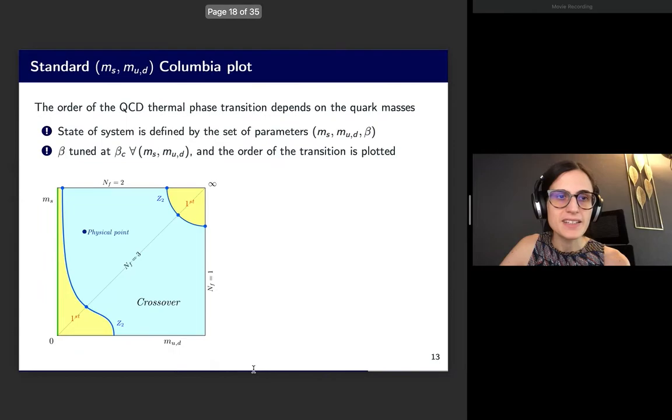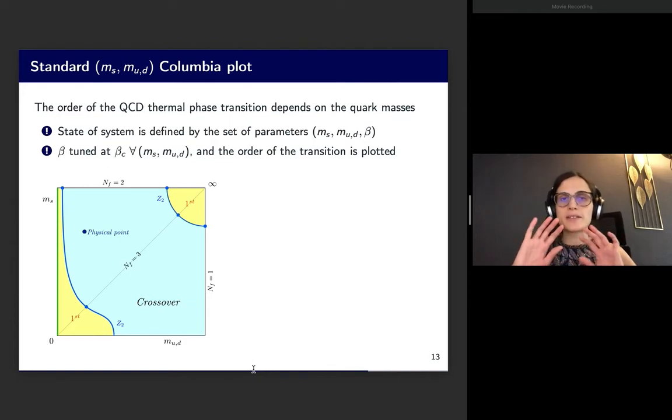Yeah, all right. And then I think we have said enough about the relevant symmetries and their breaking or restoration with T in Yang-Mills and in full QCD. In order to be able to understand another very famous result, actually a plot, which goes under the name of Columbia plot, where we explicitly show the dependence of the order of the QCD thermal phase transition on the microscopic parameters of the theory, specifically on the quark masses.